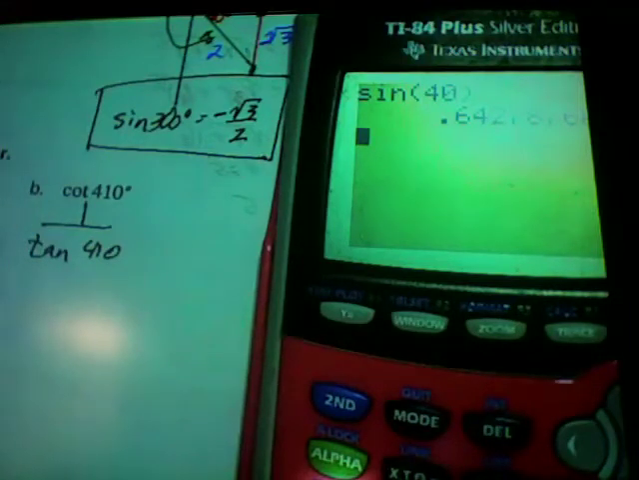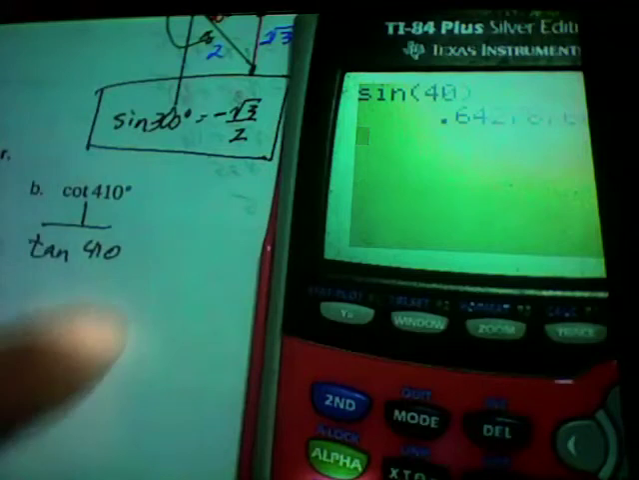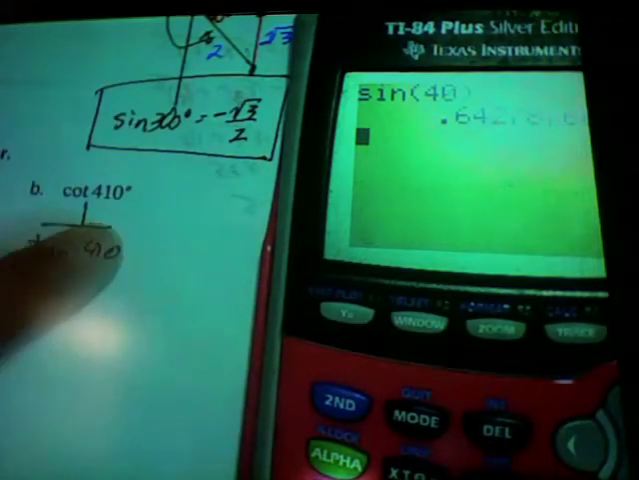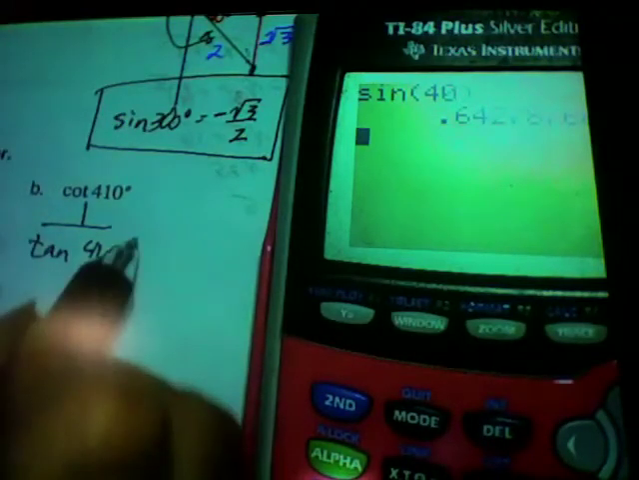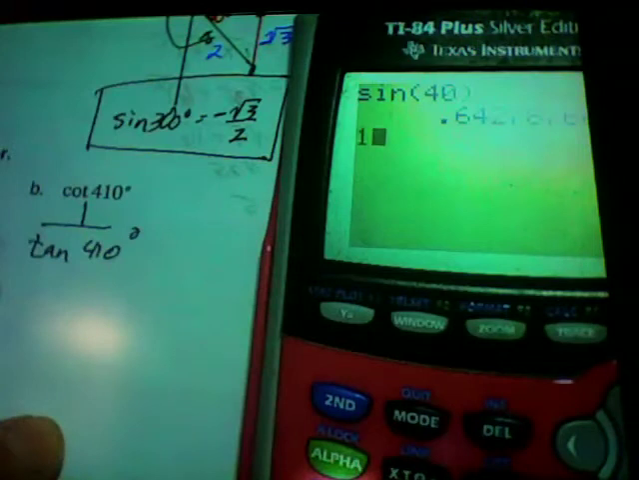This will be interesting. What quadrant is this going to end up in? Because all the way around is 360. And then what's 410 minus 360? 50 degrees. Won't you end up in the first quadrant? So we are going to do 1 over the tangent of 410, degrees. So 1 divided by tangent of 410.